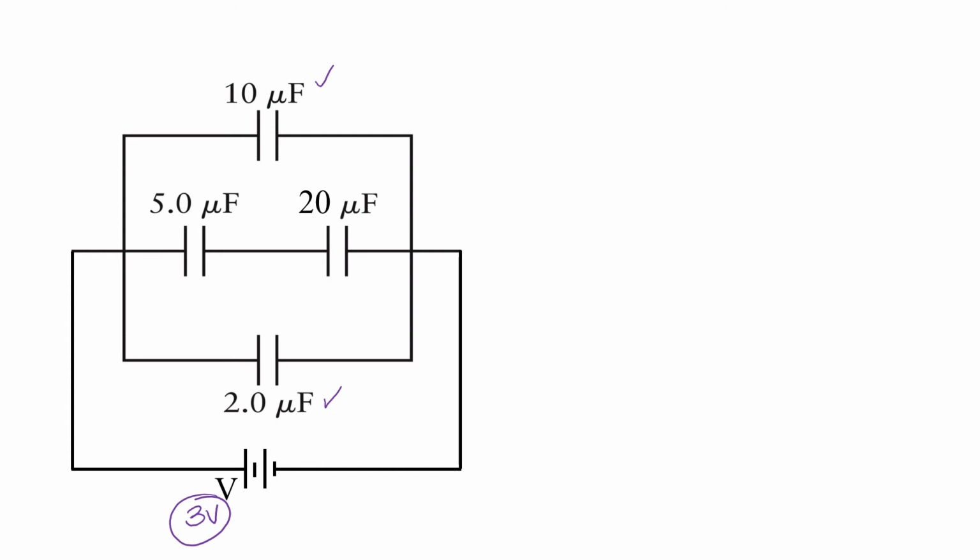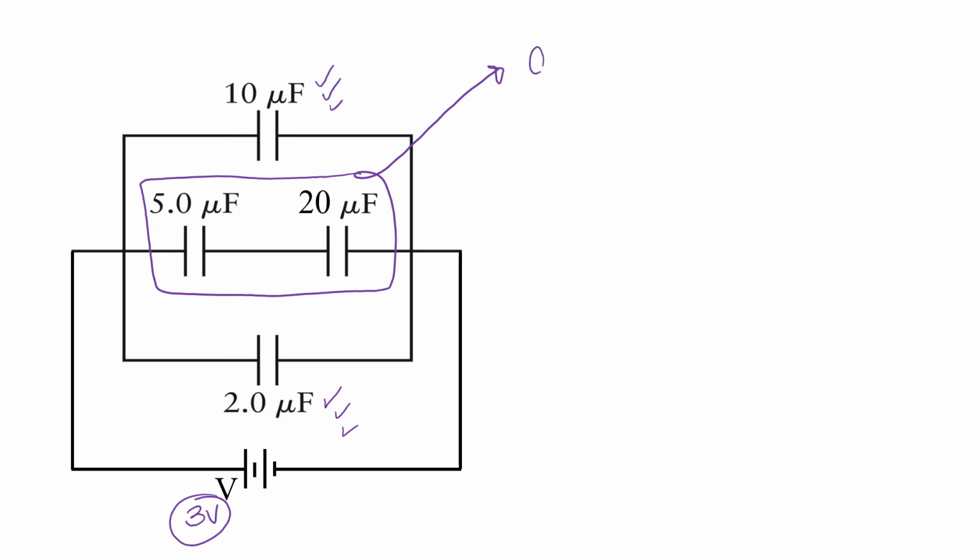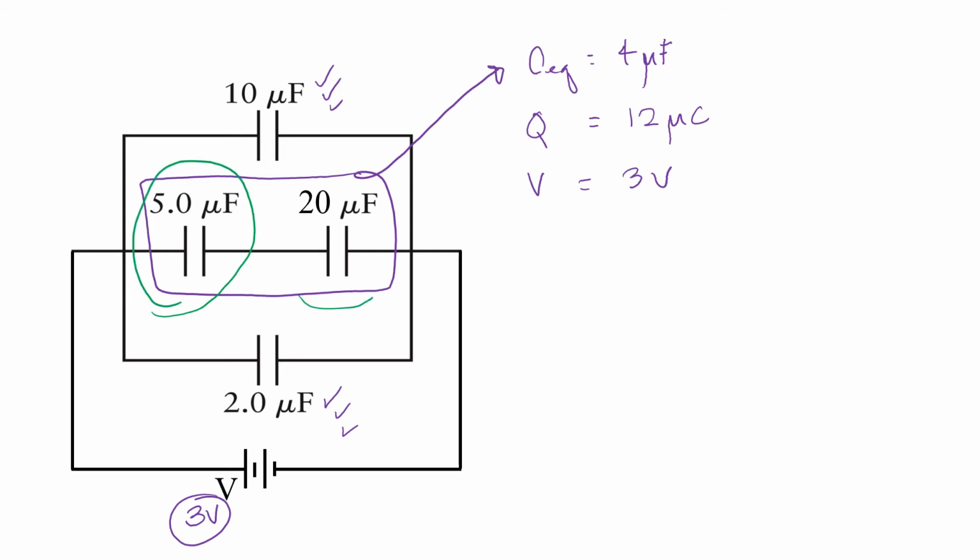And so we actually calculated the charge on each one of these. So the 3 things that we can know: capacitance, charge, potential difference. We know those for those 2 capacitors. Here in the center, we know that the equivalent capacitance is 4 microfarads. We know that the charge on there is 12 microcoulombs, and we know that the potential across that is 3 volts. But if we want to know that for each individual capacitor, we can find that also.